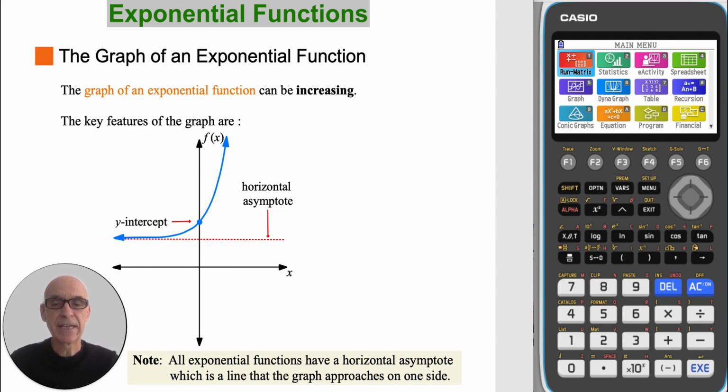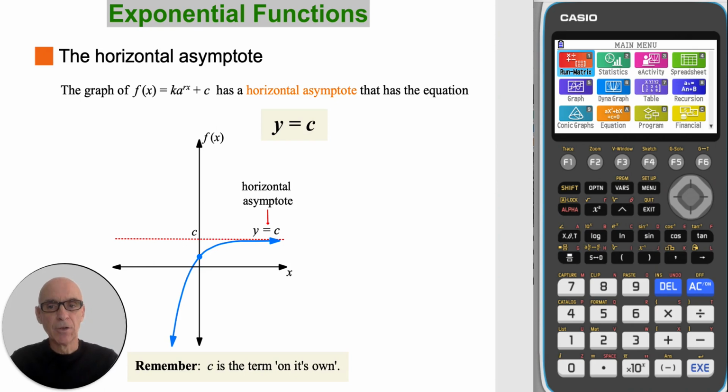There are 4 basic shapes of an exponential function. It can be increasing above the horizontal asymptote, decreasing above the horizontal asymptote, decreasing below the horizontal asymptote, or increasing below the horizontal asymptote. The graph of an exponential function has a horizontal asymptote that has the equation y equals c, where c is the term on its own.